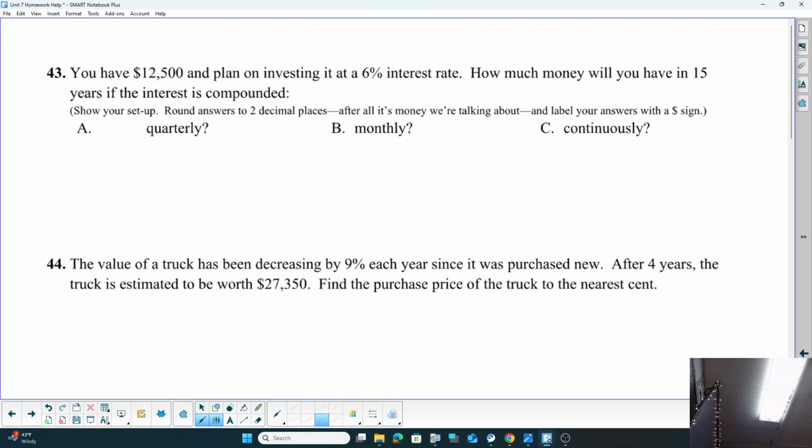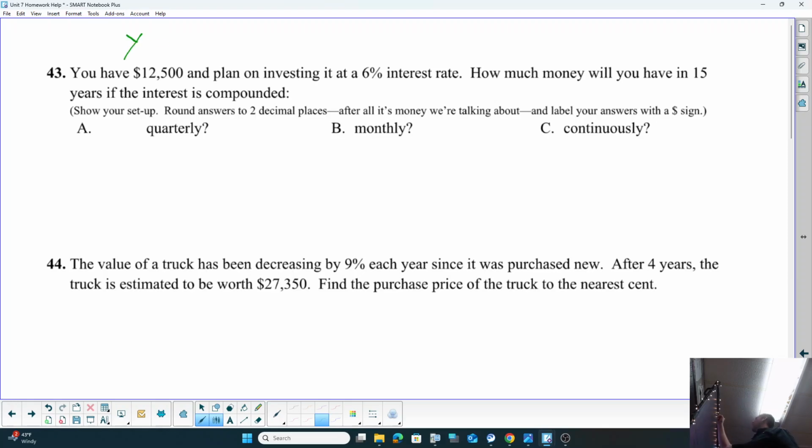So next, we got some word problems going on. You have $12,500 and plan on investing it at 6% interest rate. How much money will you have in 15 years if the interest is compounded quarterly, monthly, continuously? So we're using a special formula for this. Do you remember the formula?